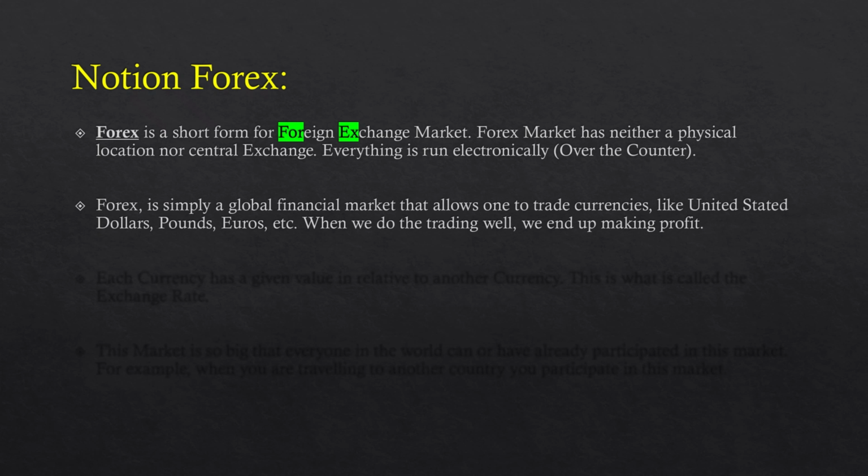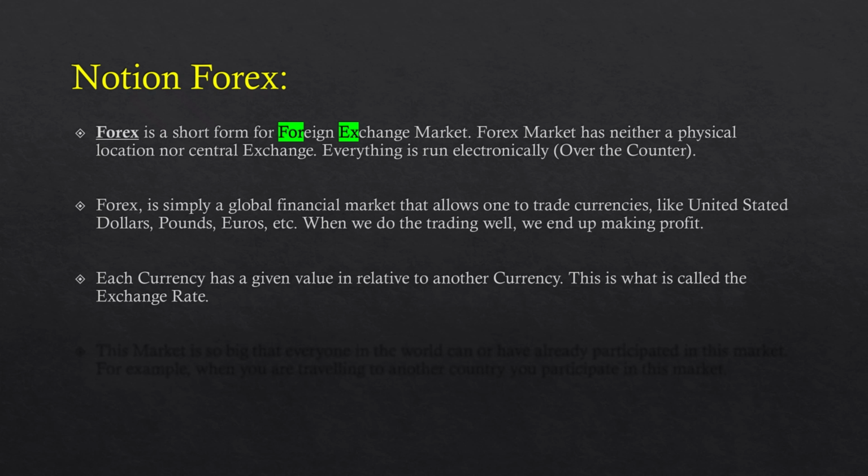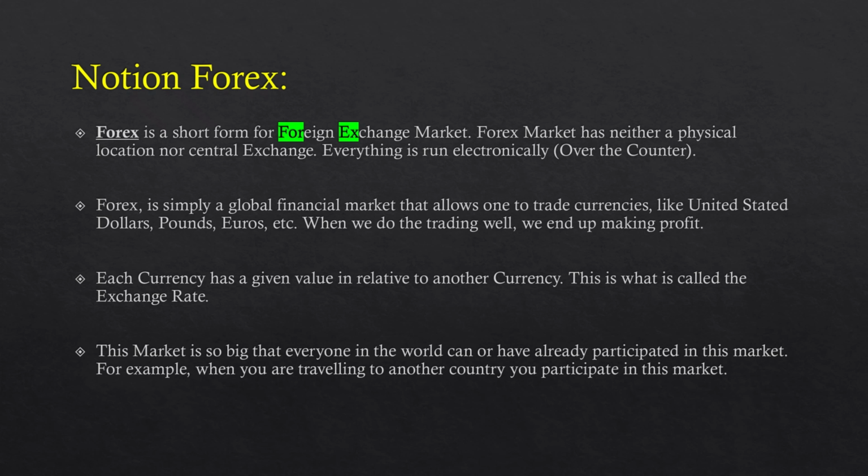As a definition, Forex is a global financial market that allows us to trade currency. We are trying to make some profit from buying and selling dollars, pounds, euros, and other currencies. For this to occur, each currency has a given value related to another currency. This is basically called the exchange rate. It wouldn't be a surprising fact to state that most of us have participated in this big market, willingly or unwillingly, in one way or another.